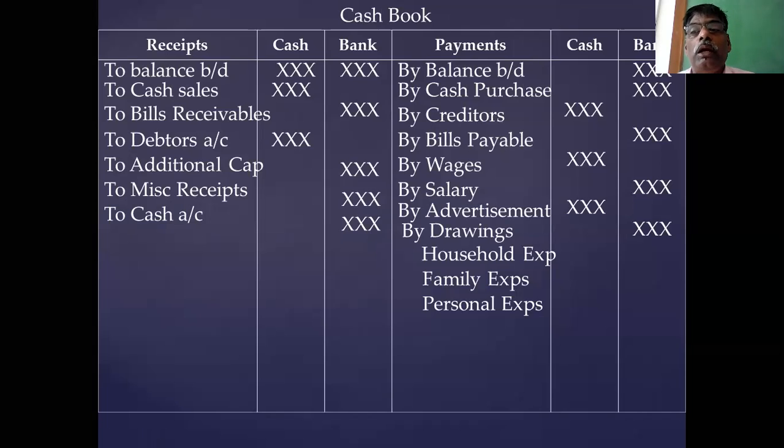And it is to be made a contra entry. Contra entry means opposite side, opposite name, opposite column. Three points you remember. Okay.